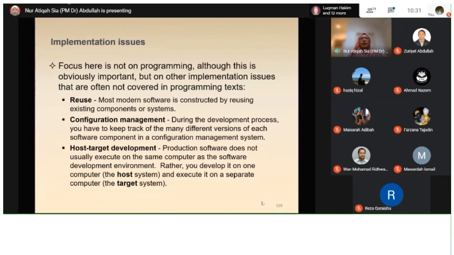Okay. The third one that we would like to emphasize is the host target development. Especially, the production software actually does not usually execute on the same computers as the software development environment. Kebiasaan kita gunakan localhost. Masa develop kita gunakan localhost untuk passing the data, untuk processing dan sebagainya. It runs well inside the localhost. But when it is put into live, maksud letak dalam target system. Okay, target system when you really want to run it.